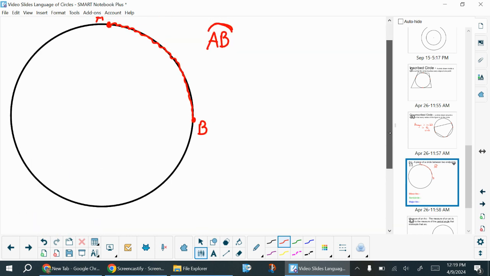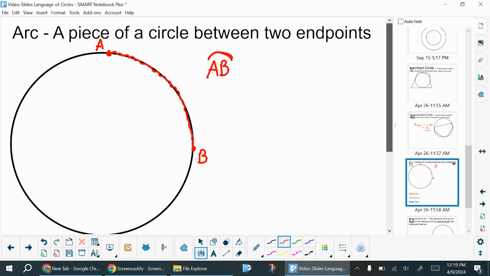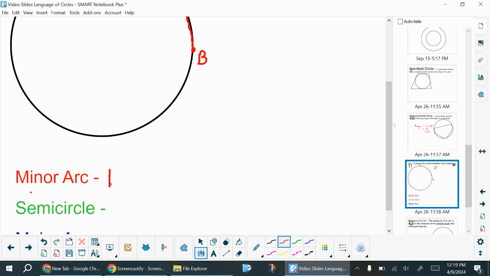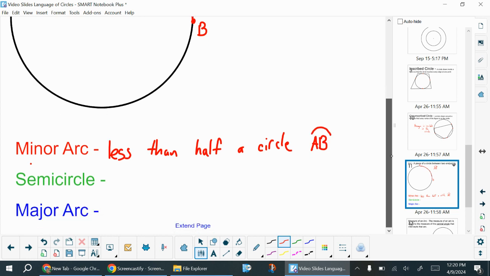Now, there are three types of arcs. The one that I just drew would be called a minor arc because it is less than half a circle. So arc AB is an example of that. Right? Less than half a circle.